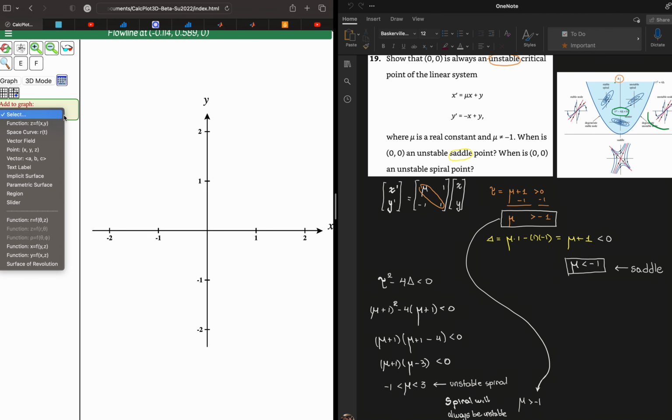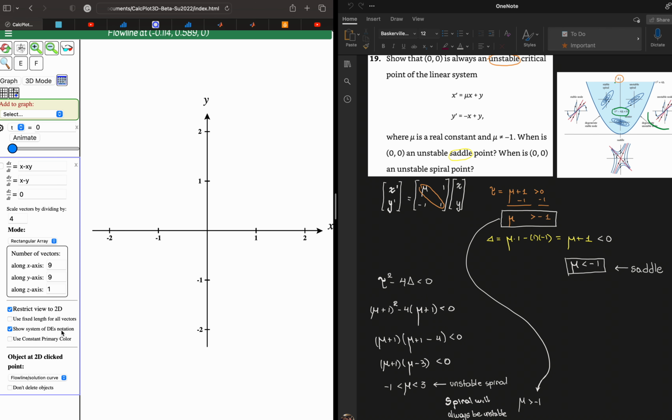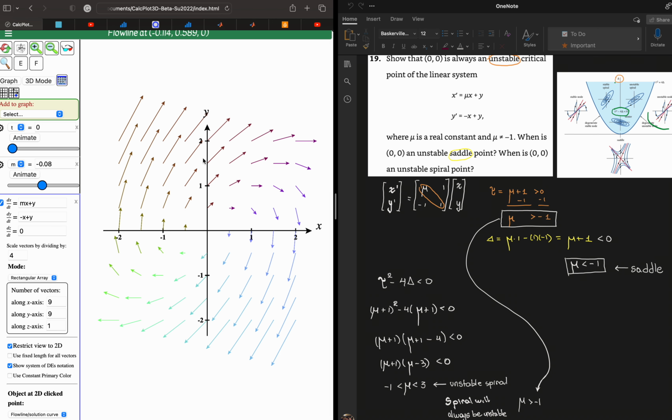So let's pull down in CalcPlot a vector field. So that's going to be over here. And we're going to ask it to display the differential equations notations. And here we're going to use m for mu, so mx plus y, and minus x plus y here. So minus x plus y right here. We're going to have 0 for the third equation because we don't have any, and that's going to allow us to display everything in a plane. And then if we hit this, it'll display it for us.